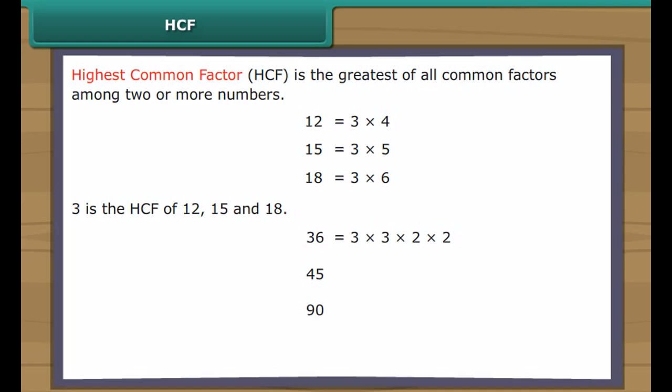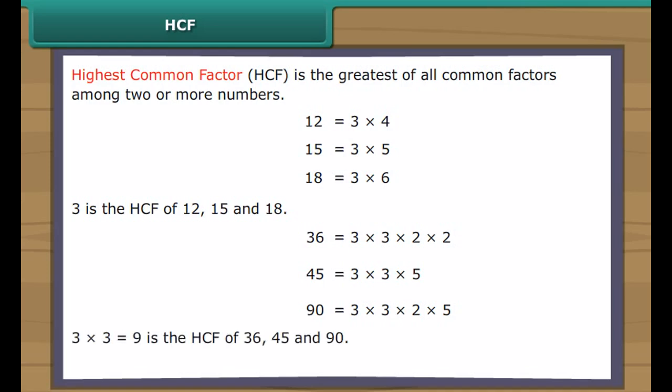36 is equal to 3 into 3 into 2 into 2. 45 is equal to 3 into 3 into 5. 90 is equal to 3 into 3 into 2 into 5. A close observation of the prime factors of 36, 45 and 90 tells us that 3 into 3 appears in all the three numbers. Therefore, 3 into 3 is equal to 9 is the HCF of 36, 45 and 90.